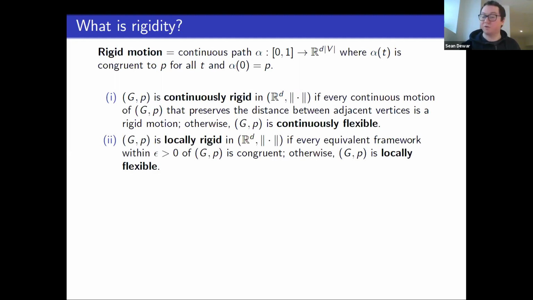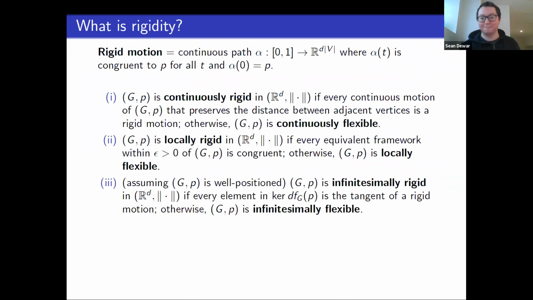Right, local rigidity. So you might have seen this as well. This is what Shinichi mentioned in the morning. This is if every equivalent framework that is sufficiently close, within epsilon, I just mean if you pick another framework and you perturb each vertex by at most epsilon in the norm, it doesn't matter what norm you pick, it's a topological property. So if you perturb it slightly and such an epsilon exists where perturbing it slightly will still mean you have to be congruent, then you're locally rigid and you're locally flexible otherwise. I won't cover this in too much detail, but yeah.